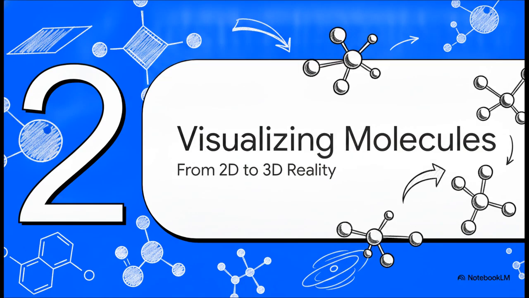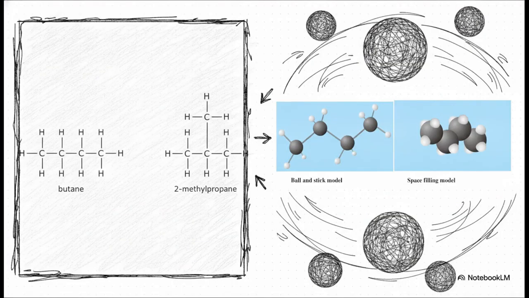Section 2. Visualizing organic molecules, from 2D drawings to 3D reality. The contrast we're looking at here is pretty striking. On the left, you've got standard 2D structural formulas, like butane and 2-methylpropane. Those are perfect for showing exactly which atoms hook up to which. But check out the ball and stick and space-filling models on the right. That reveals their true 3D tetrahedral reality. They aren't just flat little grids on a page. They are complex, 3-dimensional shapes.